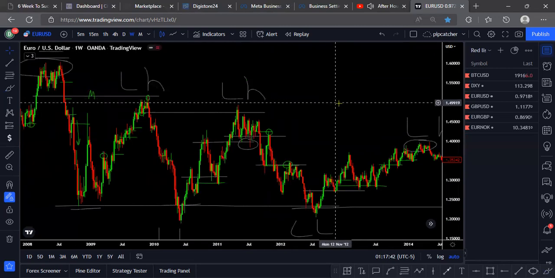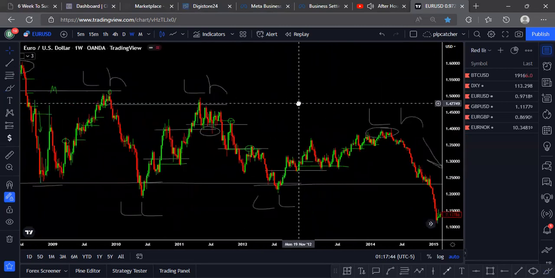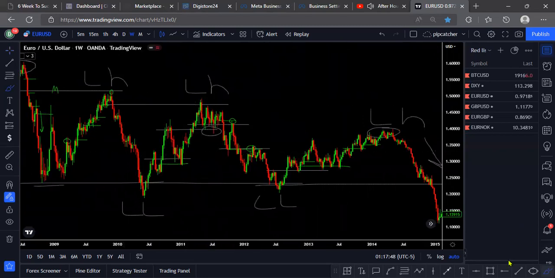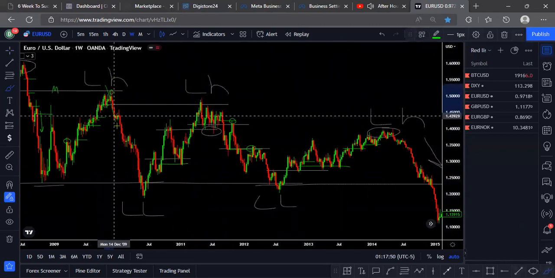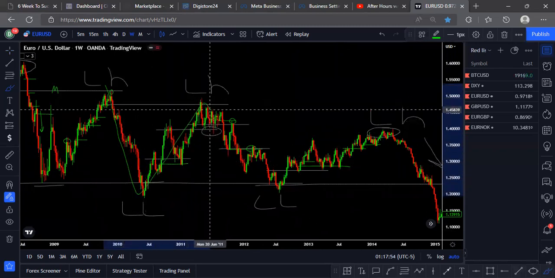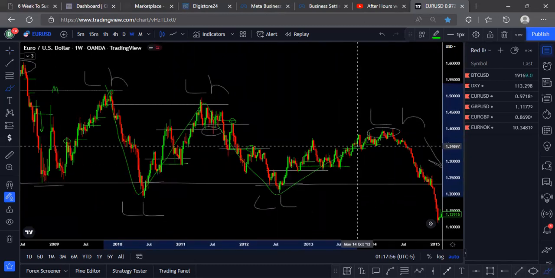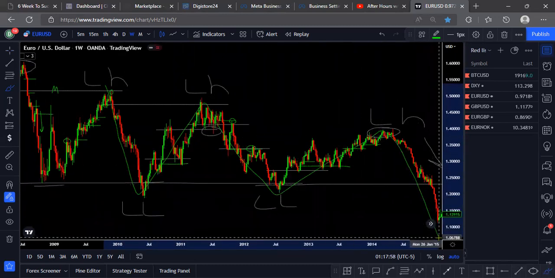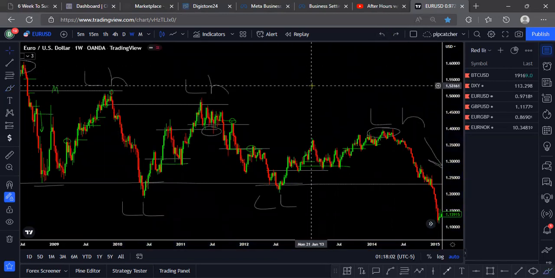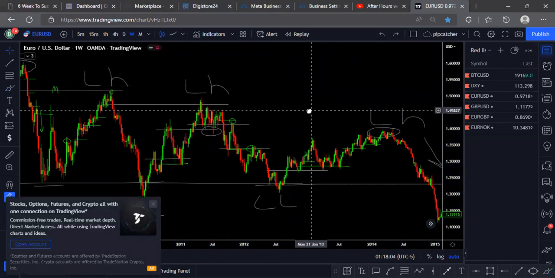So one thing to take into consideration here, right? We identified on the monthly time frame that we were bearish with the lower high, lower low, lower high, lower low, lower high, lower low, right? So monthly is super bearish.